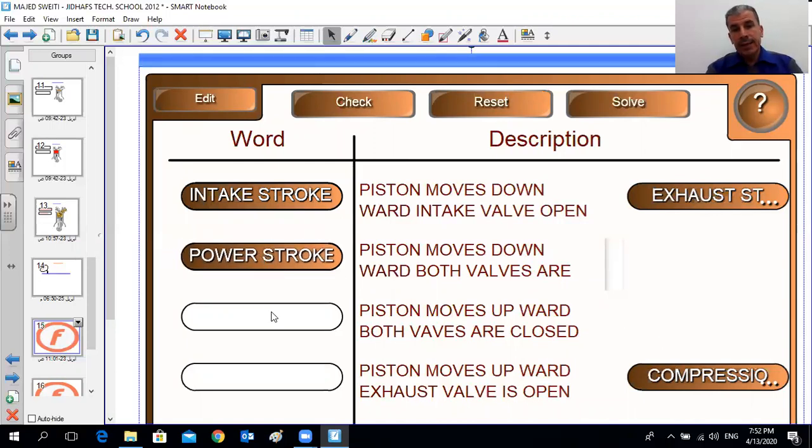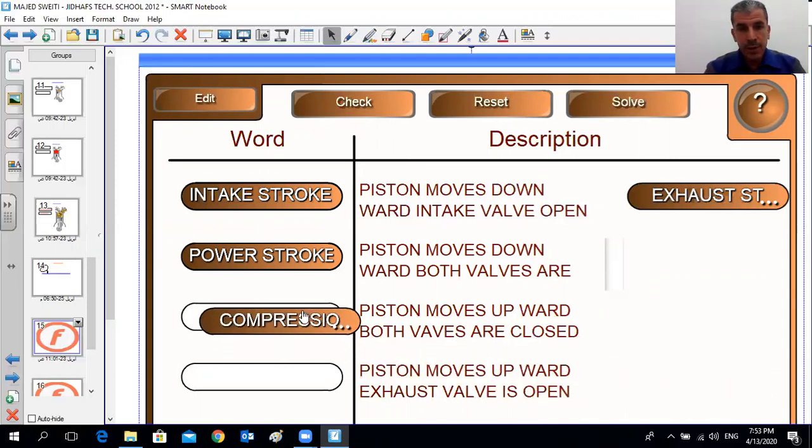Now, third: piston moves upward. The piston moves up, but we need to know the position of the valves to know which stroke this is. Both valves are closed. We need to compress the air. That means this is the compression stroke.